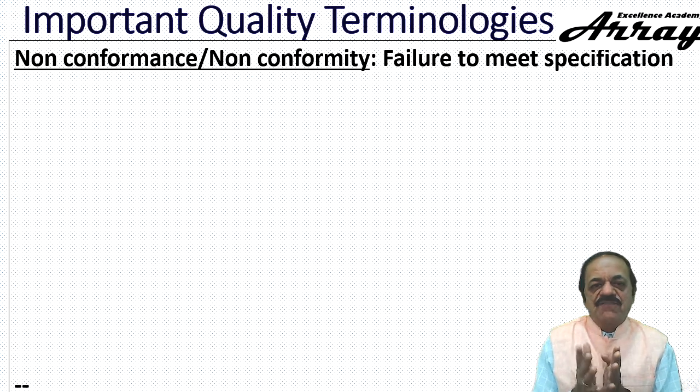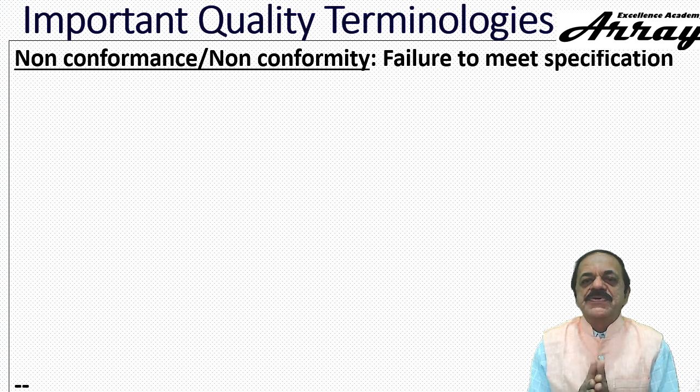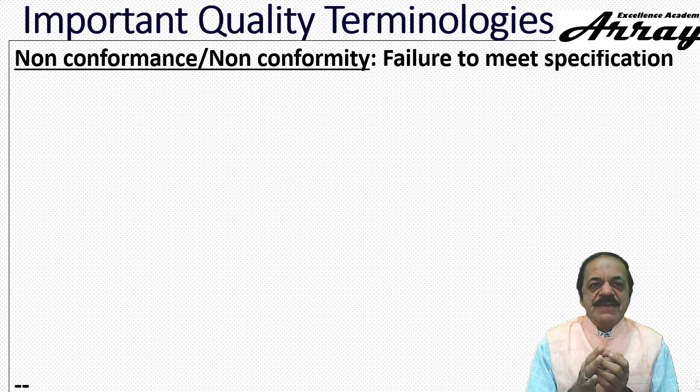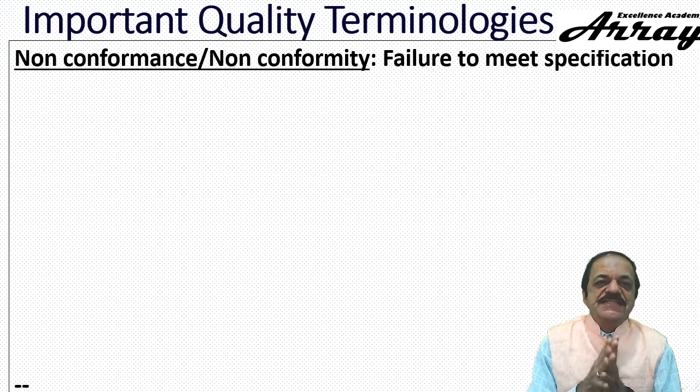Now, what is non-conformance or non-conformity? Failure to meet a specification. There may be a parameter, say length, so and so mm. The item is slightly more or slightly less. Now, should you reject the item or should you accept the item? That is where the analysis is required.